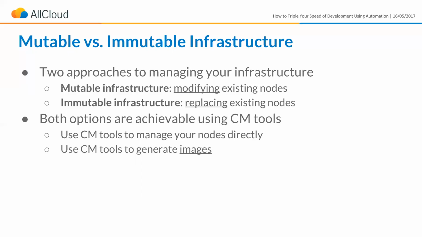Both options are achievable when you use configuration management tools. How? Typically, configuration management tools follow the mutable infrastructure approach because they directly manage and change your nodes. Now, you could also use configuration management tools to generate images. And if you do that, you're basically following the immutable infrastructure approach because you're generating a new image using Ansible, for example, or Chef. And then you take this image and you roll out a replacement of your existing nodes from the new image. So both approaches work with configuration management tools.